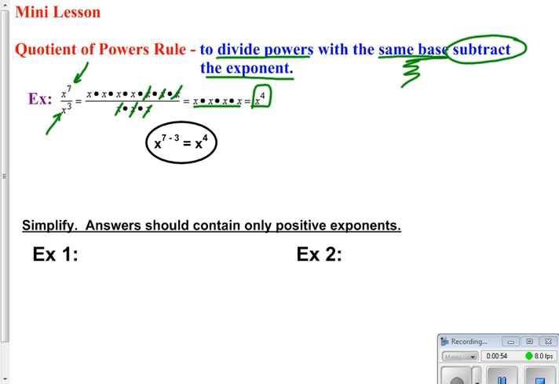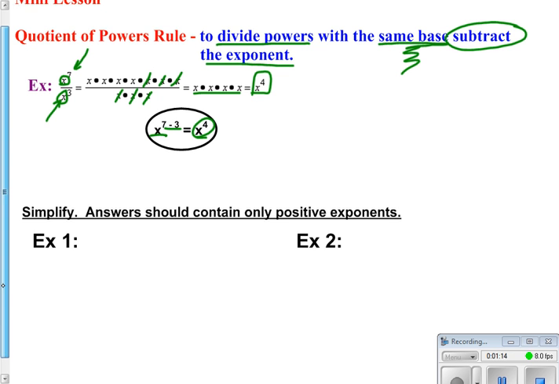Another way to look at this is, since you are dividing and both numbers have the same base of x, you can subtract exponents. So basically, here's your same base of x. Your numerator is 7. 7 take away 3 would give us x to the 4th. So same type of concept that we have there.